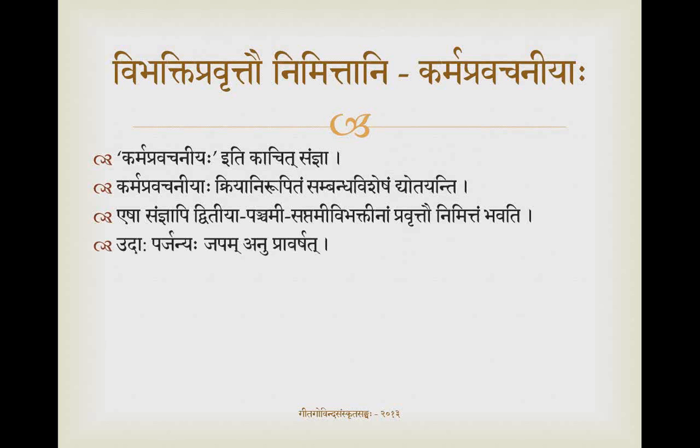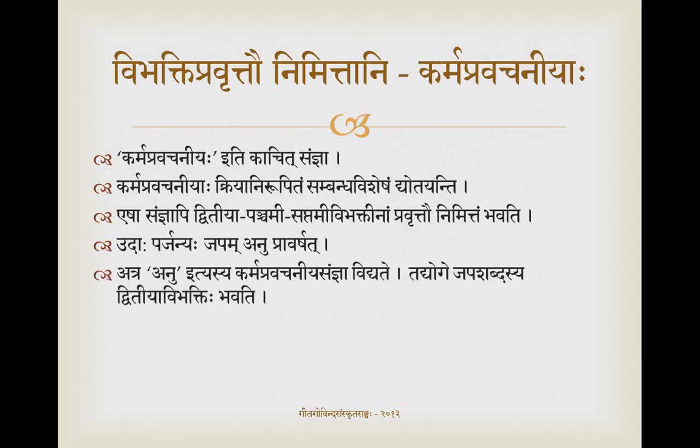Parjanyaha japamanu pravarshyate. So there was rain soon after the japa. There was a japa and soon after there was rain. So there is anu which is used there, which has that karma pravachaniya samjna. So because of that karma pravachaniya, the word japa gets dvitiya vibhakti, because it is associated with karma pravachaniya. Karma pravachaniya yukte dvitiya is the sutra. So there is a vibhakti based on karma pravachaniya samjna.